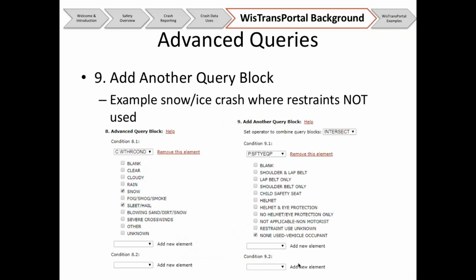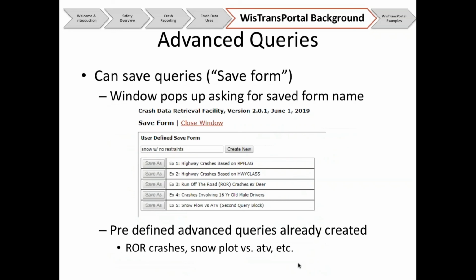This is an example of a snow ice crash where restraints were not used. I can say I want to look at anything that had a weather condition of snow, sleet, or hail. And then I want to look where also, so it says the set operator to combine query blocks is an intersect. So it intersects that also as a non-used of the vehicle occupant. That's how I get to that snow ice conditions where restraints were not being used. I can save those queries. This is helpful if I want to go back and look at it over time. You can also see some predefined advanced queries that have already been created.